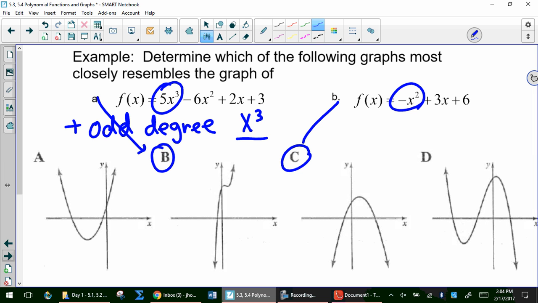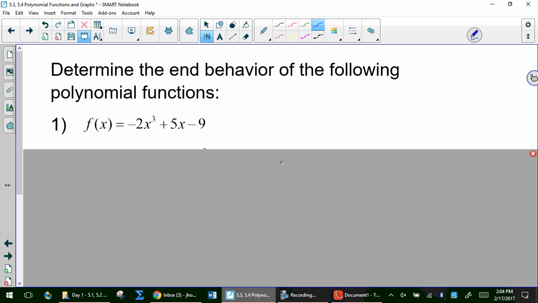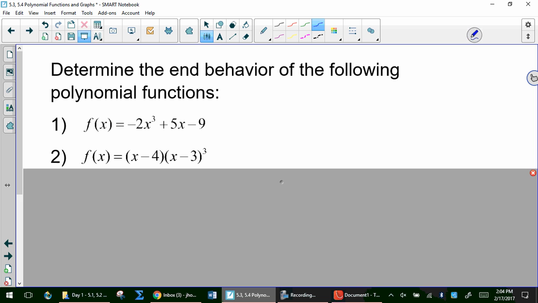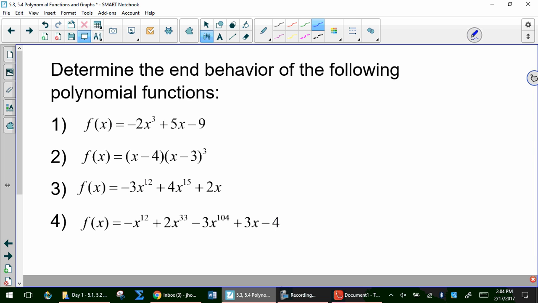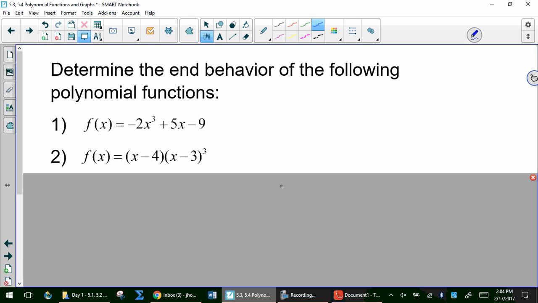All right, let's look at something a little bit different. I want everyone to write the end behavior for these two. Think about these two problems. Use arrows to indicate the direction. Let's write the problem down so we know what it was we were looking at.